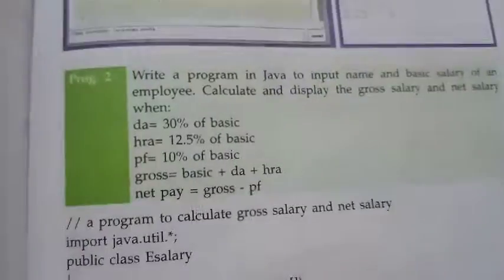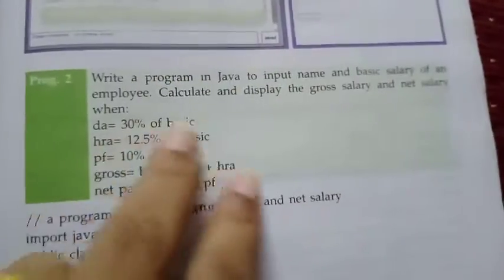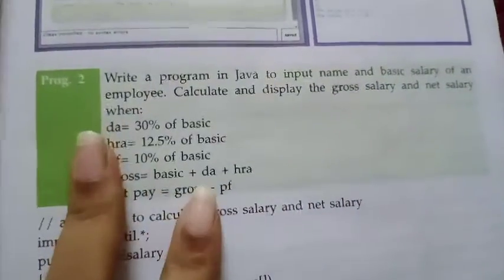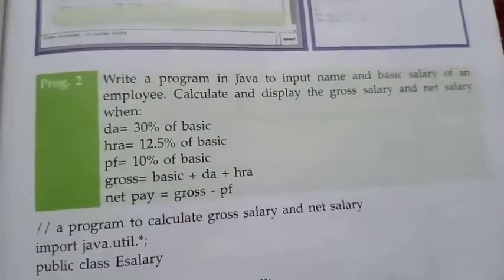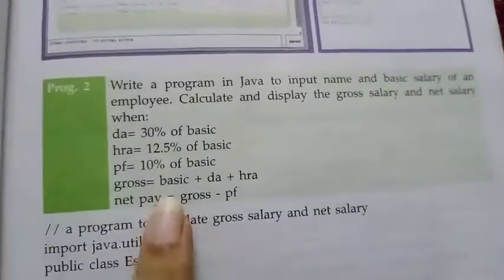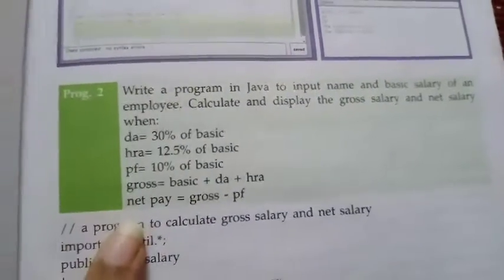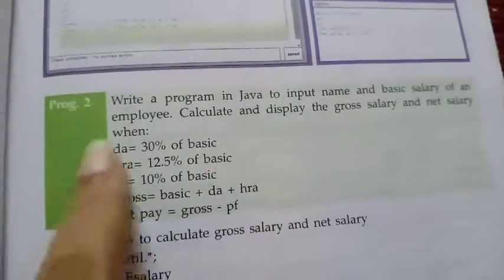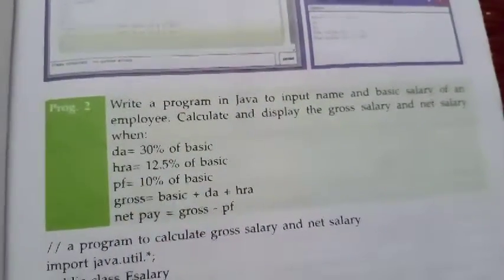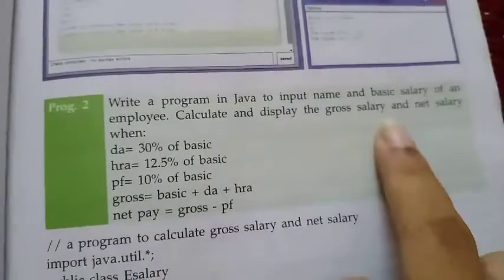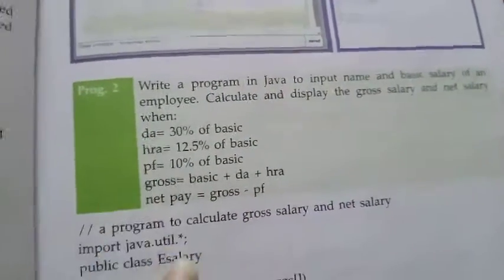Okay, now we'll go to the next program. The next program is to input the name and basic salary of an employee. Then with that we are going to calculate the DA, HRA, PF, gross and net pay, and for everything they have given the formula here, and according to this we are going to calculate it. So calculate and display the gross salary and net salary.